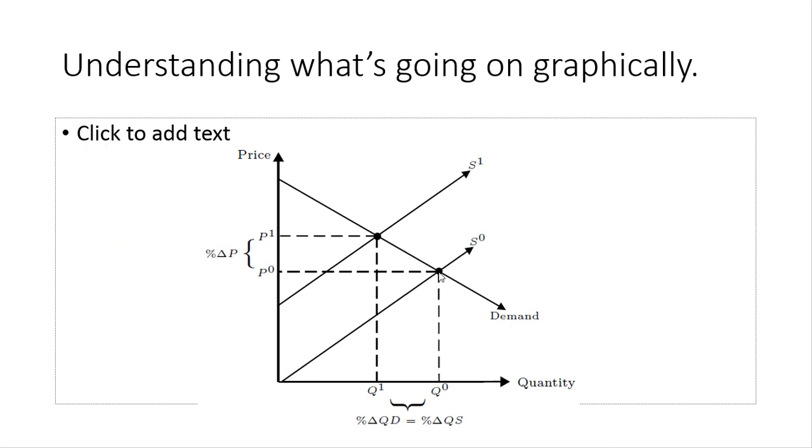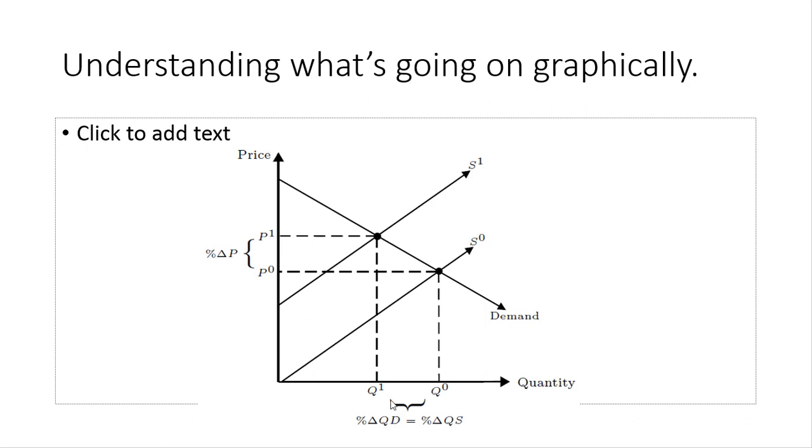Suppose we're at this point where S naught is the supply and the demand is given. We have a certain price P naught, and then we have a certain quantity Q naught. Suppose something happens to the supply. In this case, you can see it's a leftward shift, or the supply decreases. We expect the price to go to P1, and then we expect the quantity to decrease to Q1. Okay, so then you're going to have a change in quantity, that is Q naught to Q1, and then change in price, that is P naught to P1.